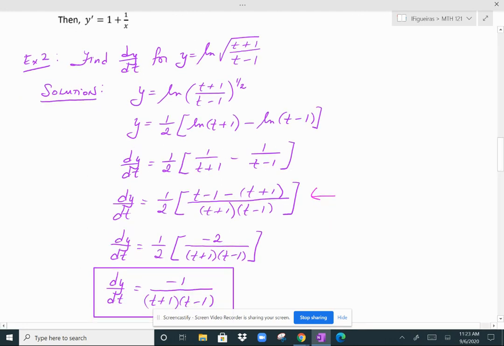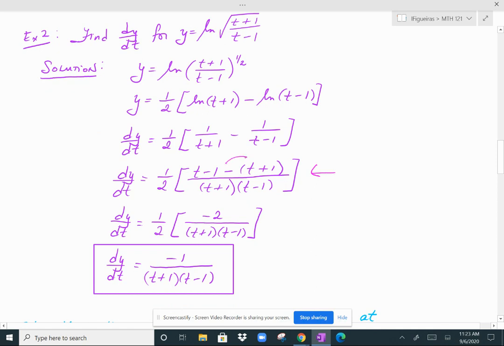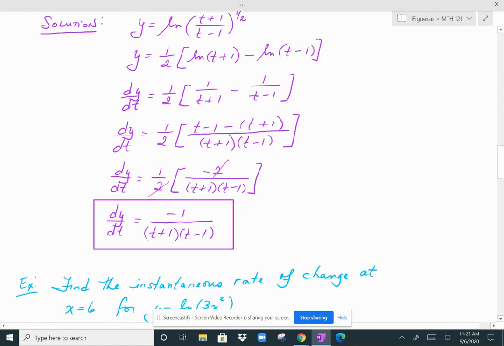So I'm left with, when I distribute this negative here, negative 2 in the numerator times my common denominator of t plus 1, t minus 1. And don't forget, you just keep writing down that 1/2 in front. But then the 2's will cancel here. This one and this one will cancel. And your dy dt is negative 1 over t plus 1, t minus 1.